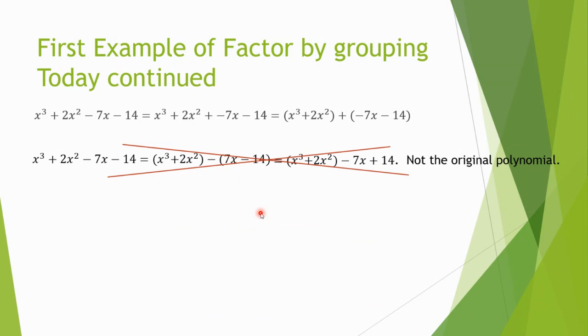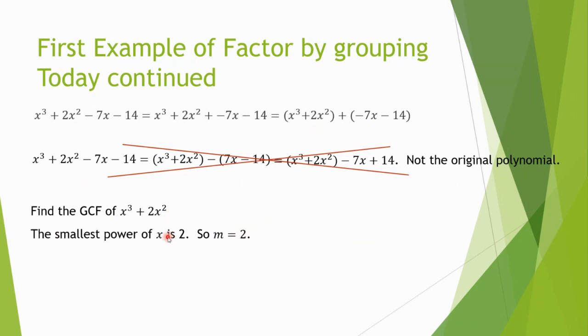So anyway, what we do now, we form these 2 groups. Now we have to find the GCF of each one and factor it out. So we do that for the first group. Now, notice that the smallest power of x here is 2. Excuse me, the smallest exponent of x is 2.